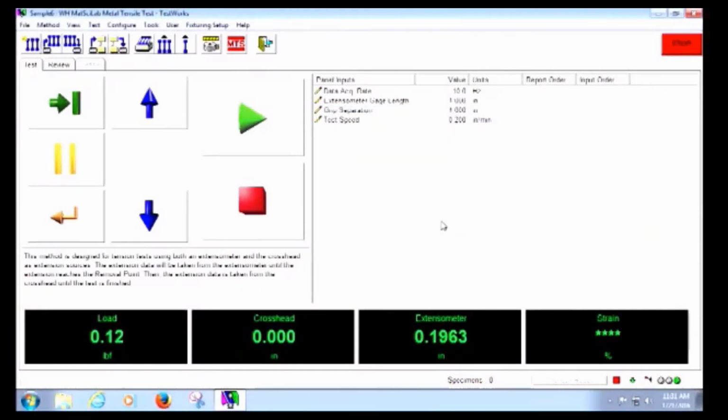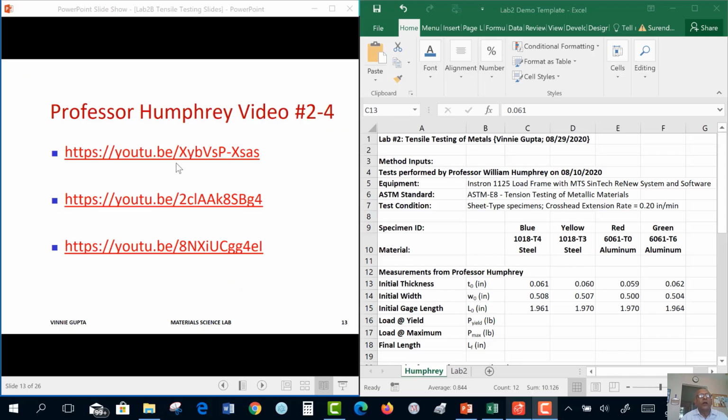Now we need to actually install our specimen. Okay, so in this video number 2, you saw how Professor Humphrey set up the machine, initialized and calibrated the sensors. In the next video, video number 3, you are going to see him install the specimen and show you the proper way to align things and so on and so forth.